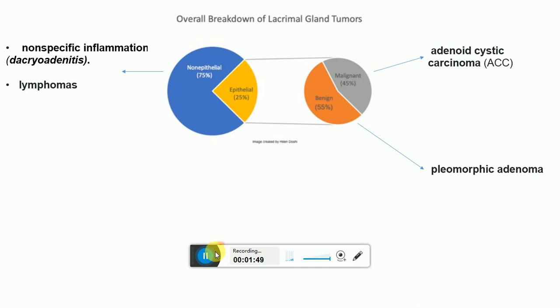Among malignant, the most common is adenoid cystic carcinoma. Among benign, the most common is pleomorphic adenoma. Our lecture will be on pleomorphic adenoma and adenoid cystic carcinoma.